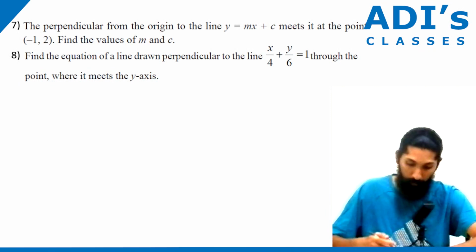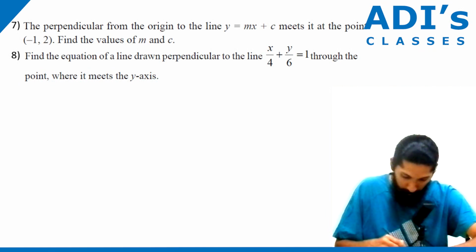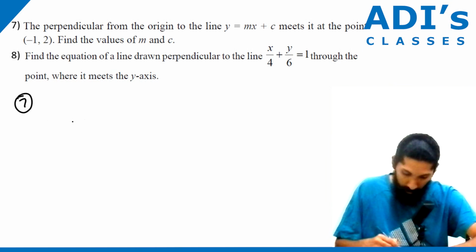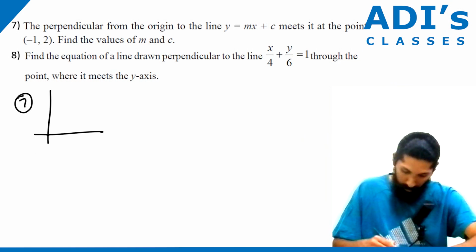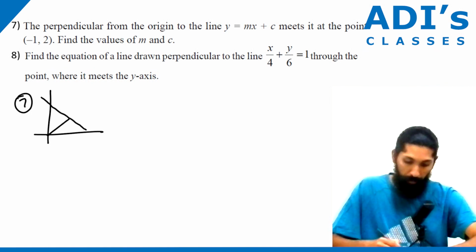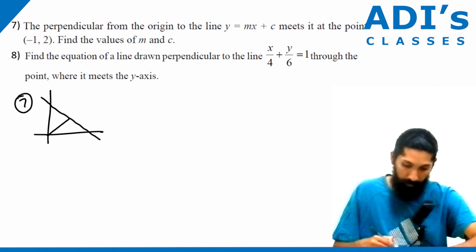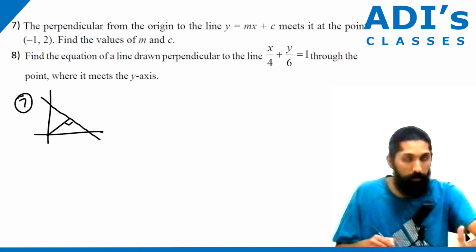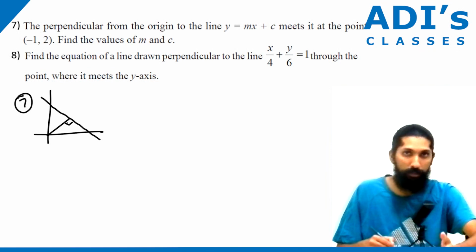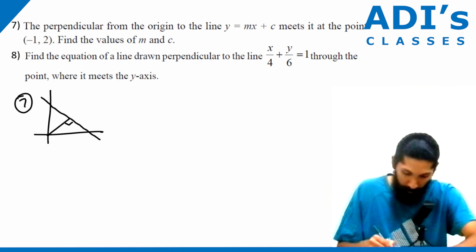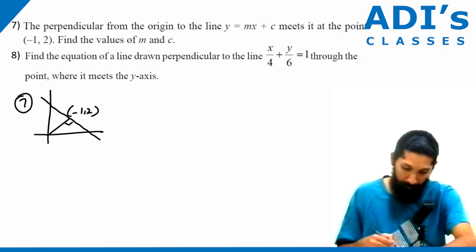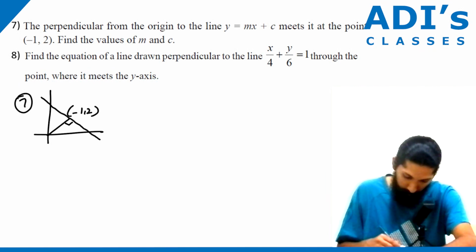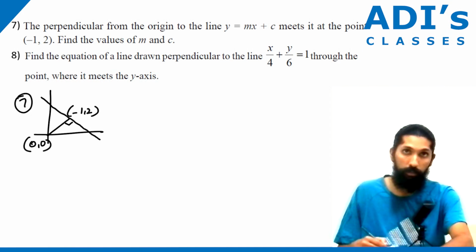Now, very first thing what we have is that, see, seventh one, from the origin, this is the origin, the line goes like this. The perpendicular from the origin, so this is 90 degree, meets at a point minus 1 comma 2. Okay, it's supposed to be in the second quadrant. I've written this in the first quadrant, but it doesn't matter, minus 1 comma 2. It should be in the second quadrant, by the way. Find the values of m and c. So this is 0 comma 0. We need m and c in this one, isn't it?